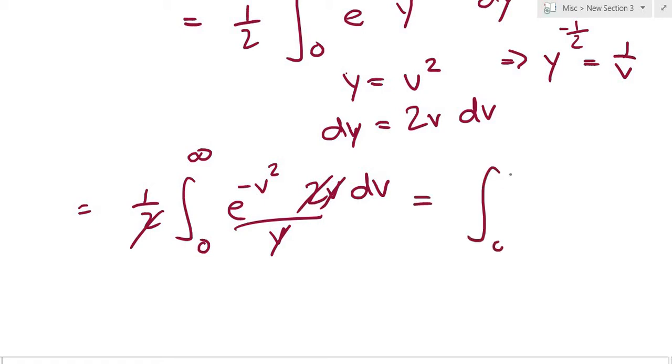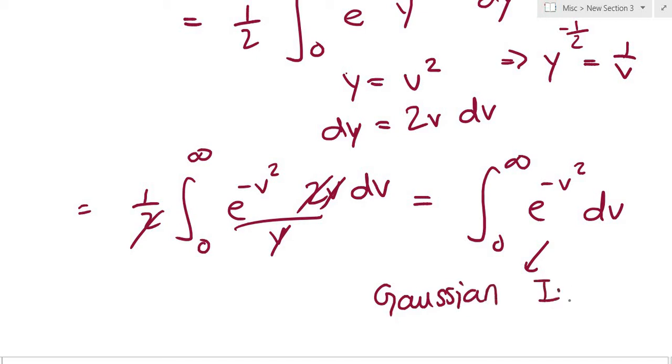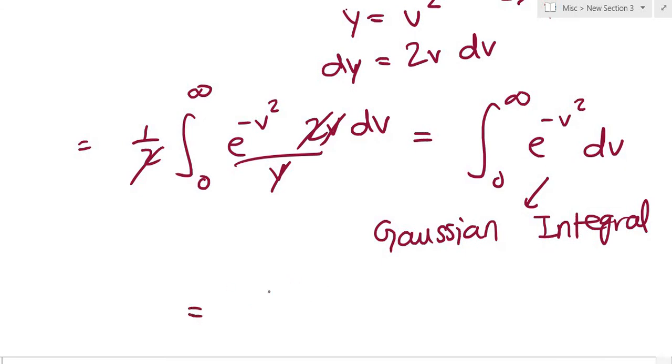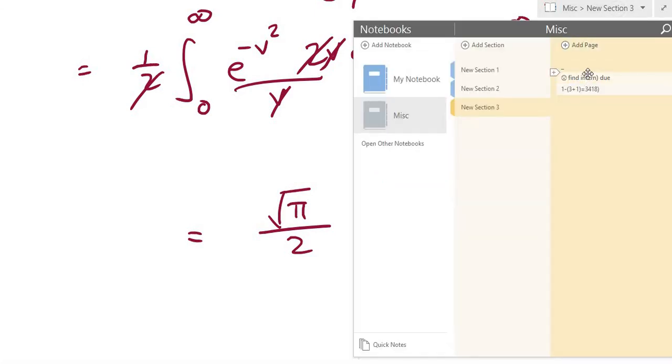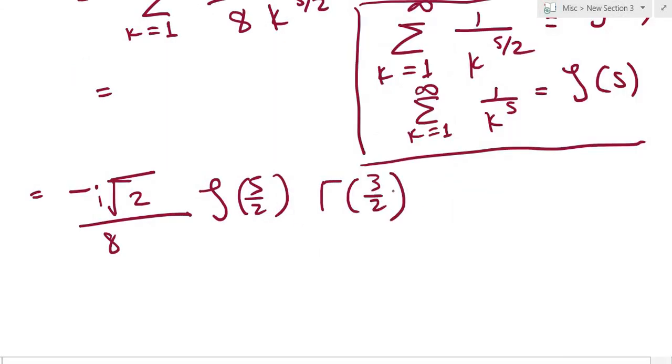We're only left with what we sought, the original integral in the form of the Gaussian integral, e raised to minus v squared dv, right? This is the Gaussian integral. And what's the value of that? Well, square root of pi over 2. I'll probably do the proof of this in another video. Well, that's great, right? So we have a value for the gamma of 3 by 2.